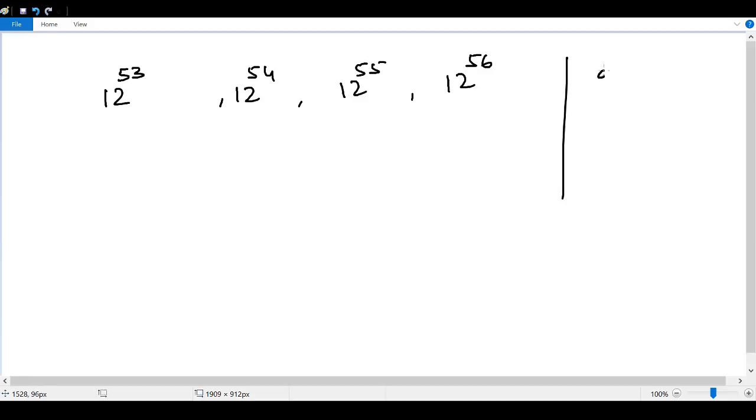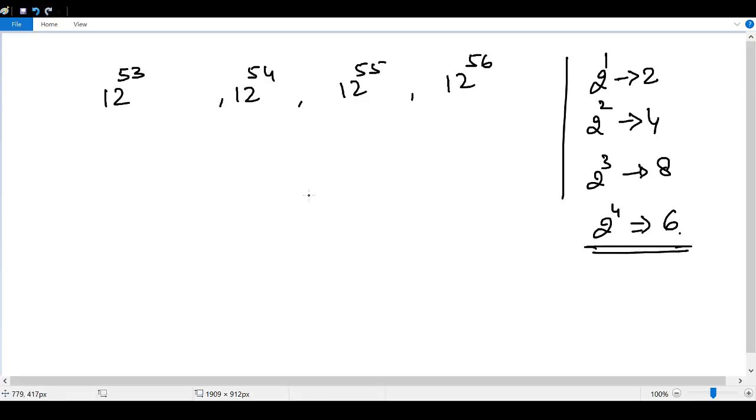The cycle was saying that 2 to the power of 1 will end in 2, 2 square ends in 4, 2 cube ends in 8, 2 power 4 ends in 6. This was the cycle saying. Now let's look into this. There is 53, 54, 55, 56.